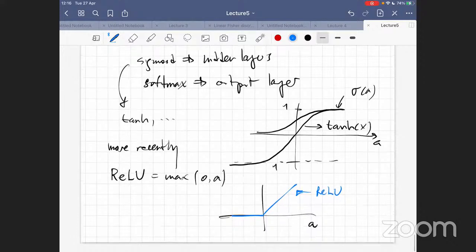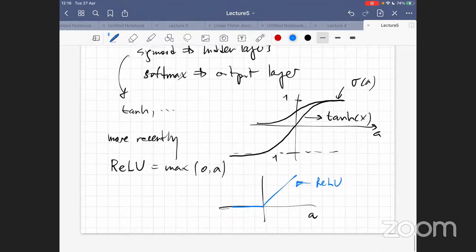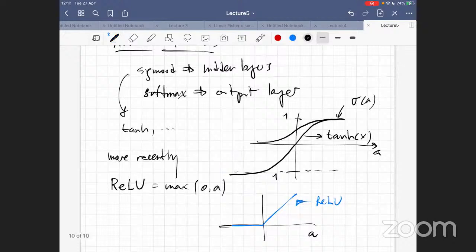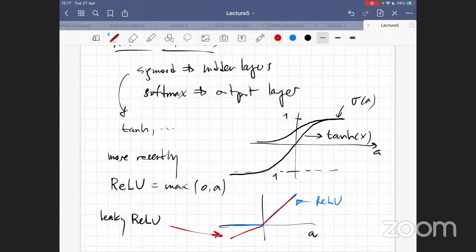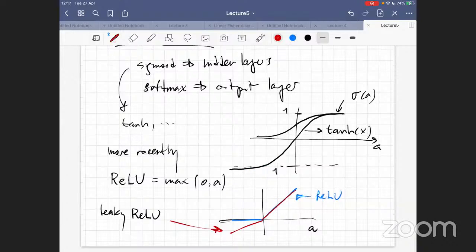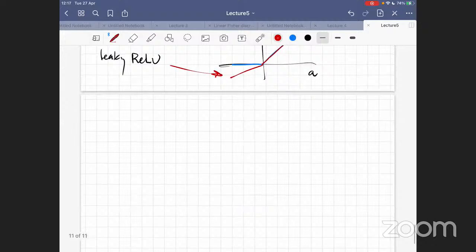And an even more modern variation of this is called leaky ReLU. Leaky ReLU is the same, but with some slope below 0. So this is leaky ReLU. Some slope to be defined, let's say, a small slope.